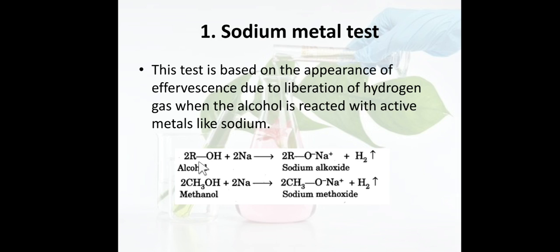Okay, so if we observe the effervescence of H2 when we treat alcohol with sodium metal, we can say that there is a presence of OH group in the molecule. So this is the sodium metal test for the identification of alcoholic OH group.